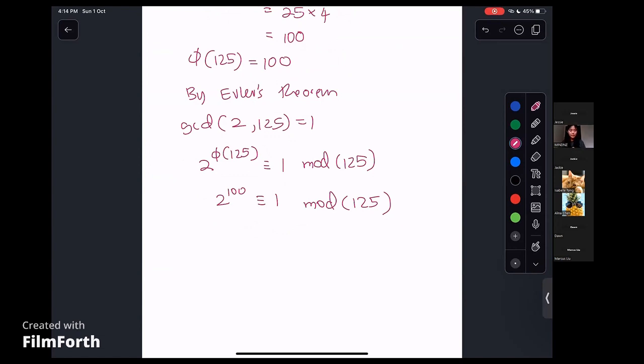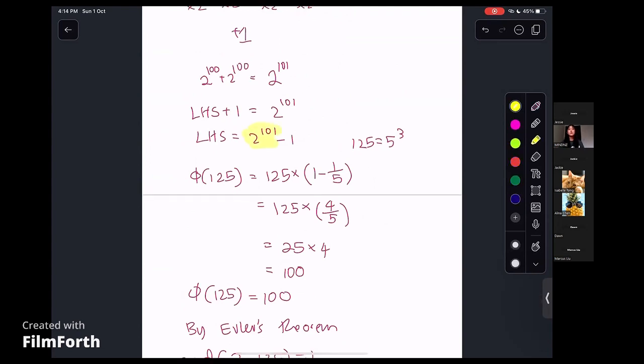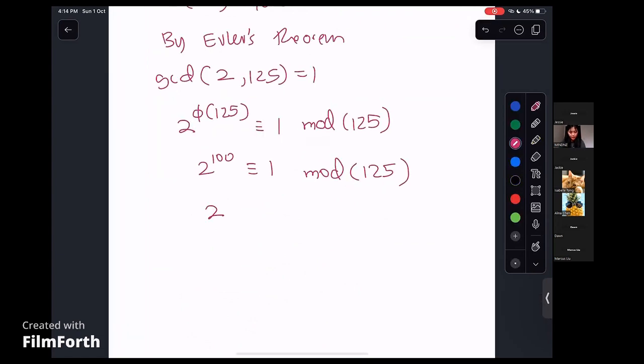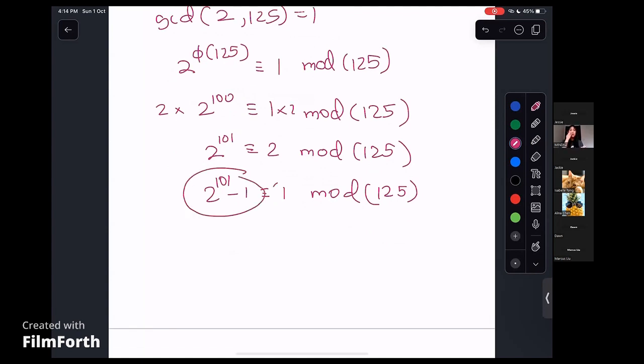Let's multiply, because we notice here that our term is 2 to the power of 101. So what we can do is multiply both sides by 2, and we get this. If we subtract 1 from both sides, we should get something like this. So our answer should be congruent to 1. So 1 plus 2 plus and so on is congruent to 1 mod 125.